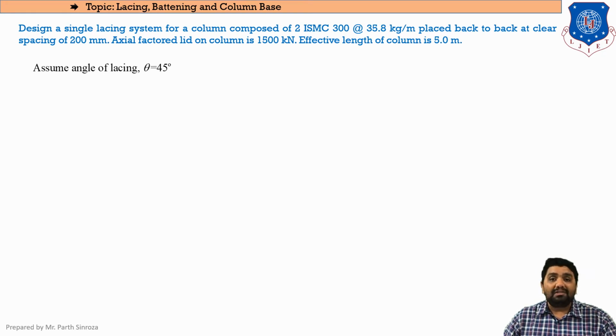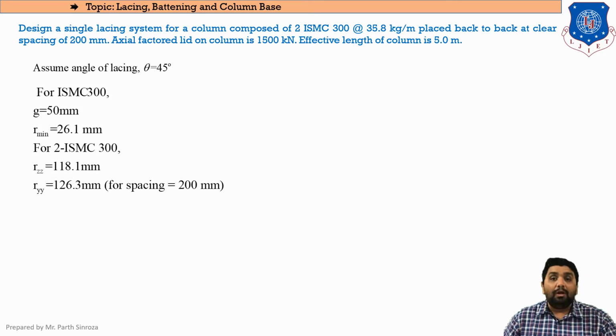So we will always need to assume the angle of lacing, and we will always assume it to be 45. Why always assume 45? Because by assuming a value of 45, the horizontal distance and the vertical distance will be considered the same. Clear? For angle, that is a 45 right angle. So after considering the value of 45, the next thing will be to find the value from the IS code.